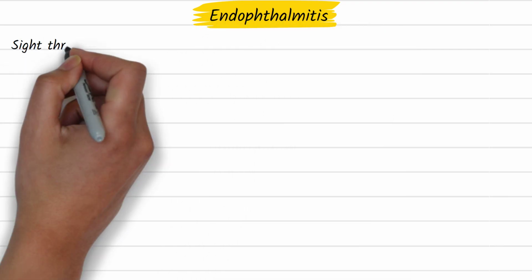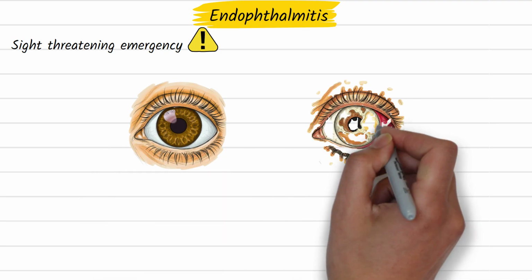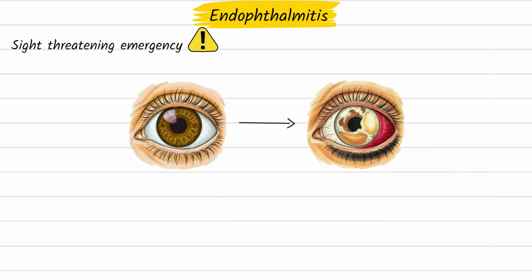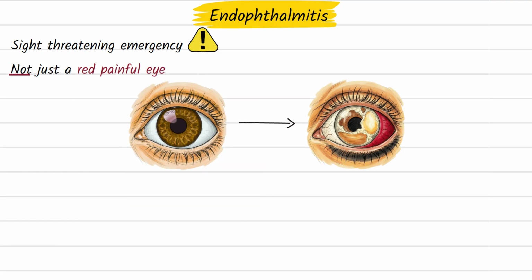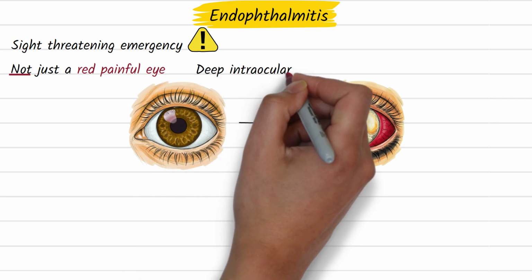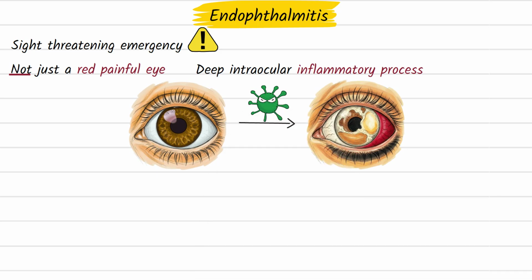Endophthalmitis is one of the true sight-threatening emergencies in ophthalmology because once infection and inflammation spread inside the eye, the damage can escalate very quickly and the final visual outcome may depend on how fast the condition is recognized and treated. This is not just a red painful eye after a routine procedure. It is a deep intraocular inflammatory process that often means microorganisms have entered a closed and delicate space where even a relatively small infectious burden can trigger major structural damage.